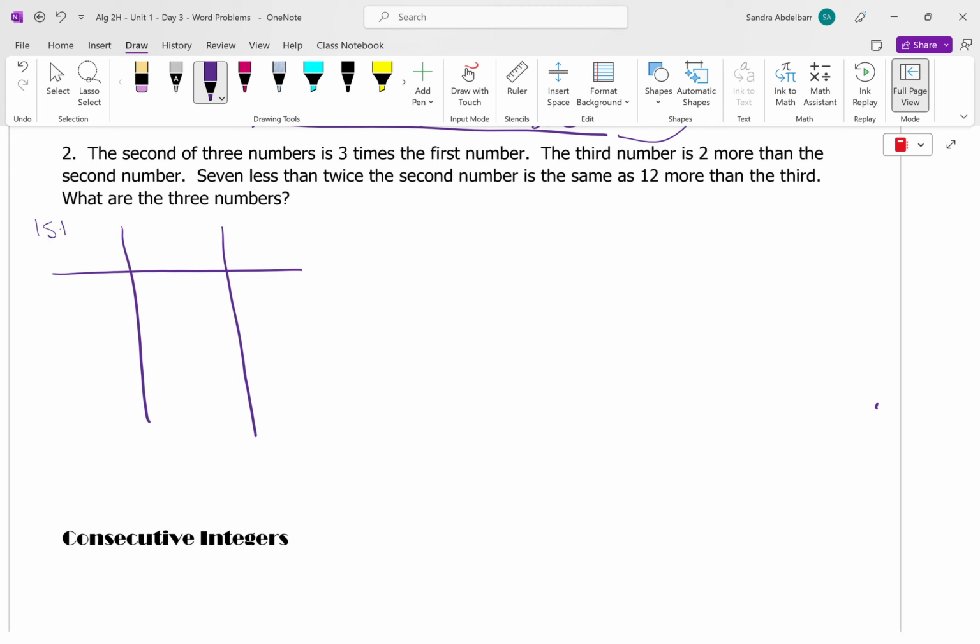And I'm going to call it the first number, second number, third number. Do you guys all know that hashtag sign means number? Once upon a time, it meant number, before it was ever a hashtag.